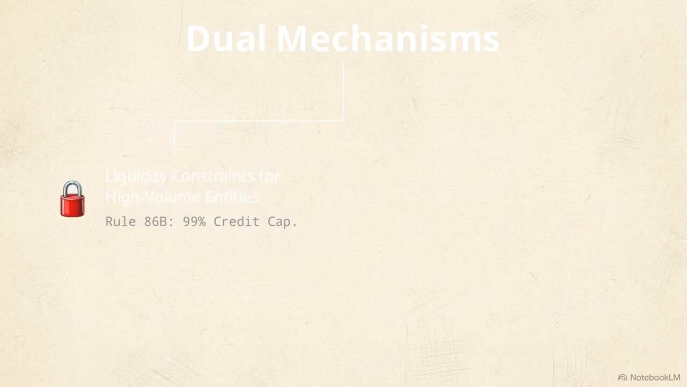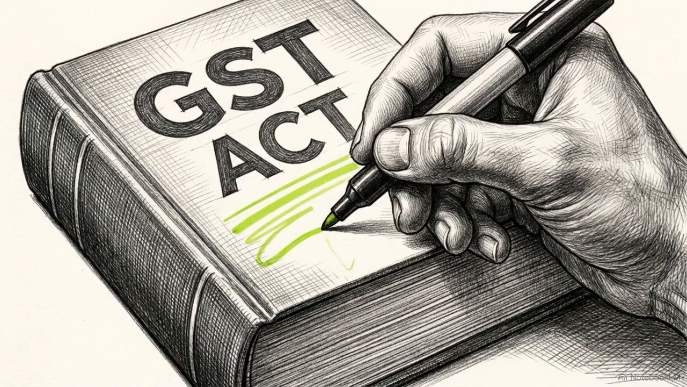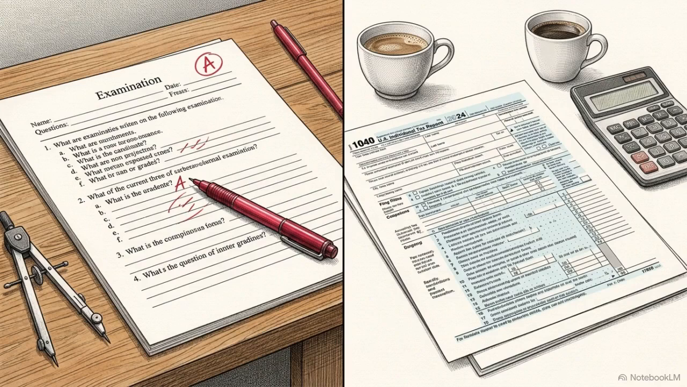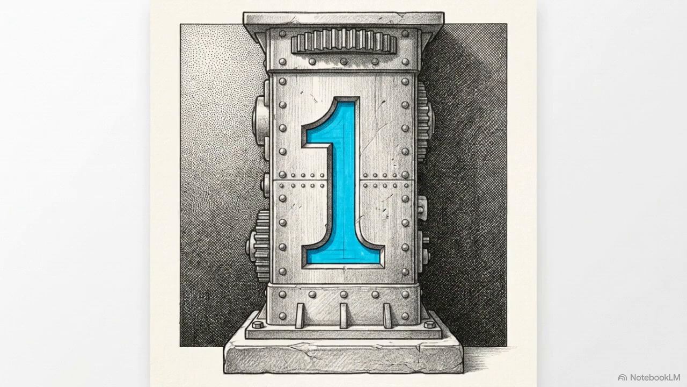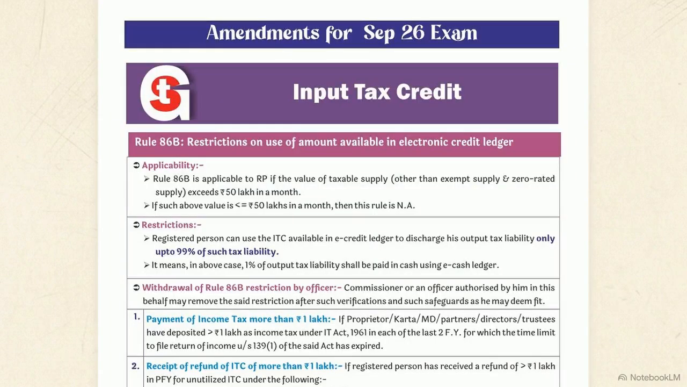The architecture of these amendments operates through dual mechanisms: specific liquidity constraints for high-volume entities and streamlined fast-track pathways for small businesses. Operationally, you must master a three-pillar framework. First, the input tax credit utilization cap governed by Rule 86B. Second, complex valuation constraints under Circular 251 for post-sale discounts. And third, new compliance thresholds offering fast-track registrations and filing exemptions. Memorizing these three operational pillars is mandatory for applying these technical updates correctly on your exams and in professional practice.